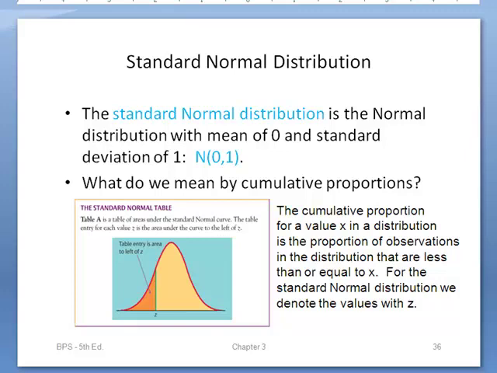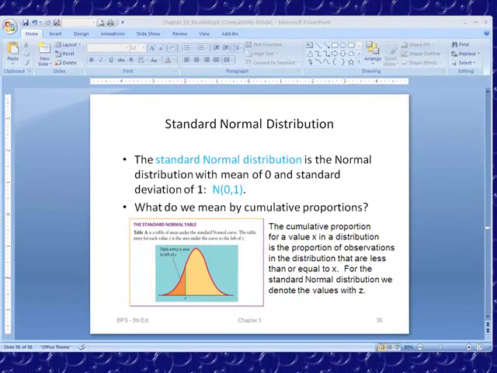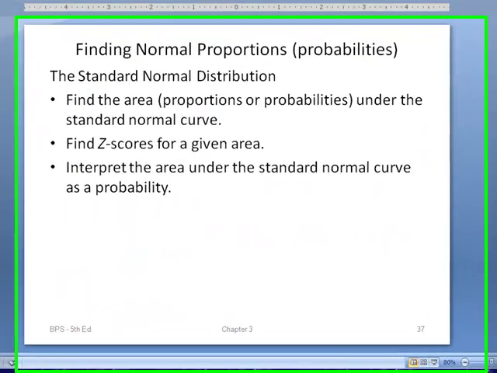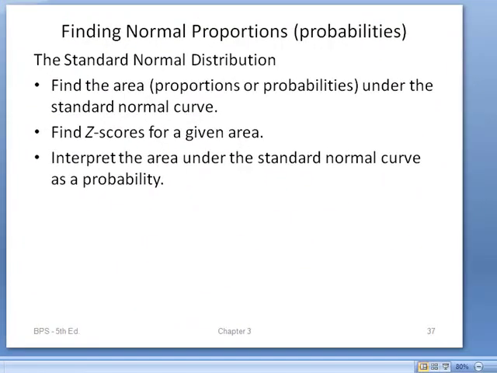And when we put that number in, we look in the body of the table, and it will give us what proportion would be that value or less. So in other words, what proportion of observations in that distribution are less than or equal to that particular value. With the standard normal distribution, we're going to find the area, proportions, or probabilities under the standard normal curve, find z-scores for a given area, and interpret the area under the standard normal curve as a probability.